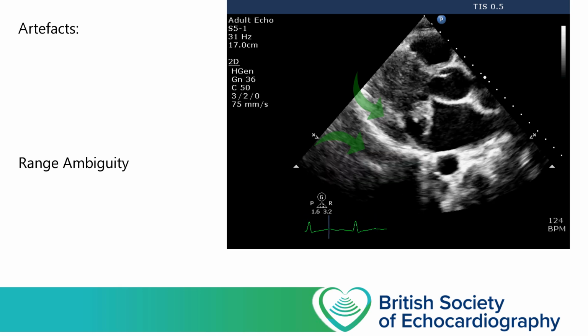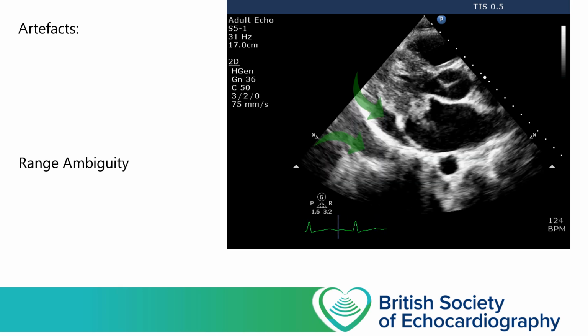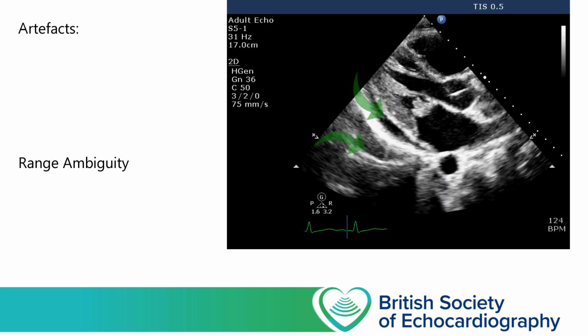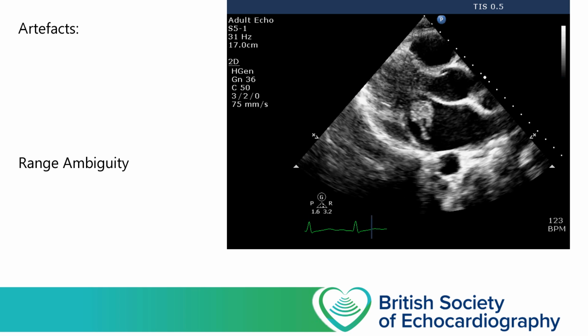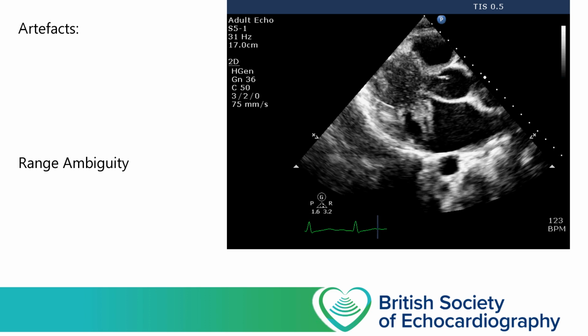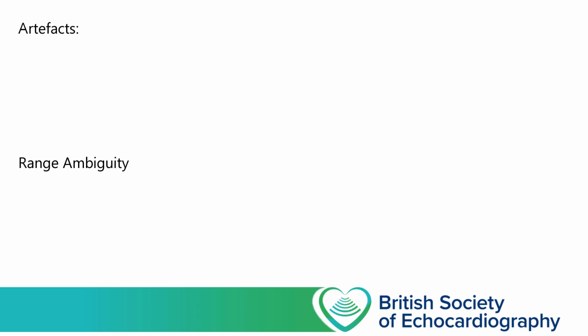However, within this deep effusion we have a structure that's moving with the same frequency as the heart. And actually what we're seeing is a reflection of the infralateral wall of the left ventricle, and that second effusion isn't a pleural effusion, but is actually a reflection of a pericardial effusion.